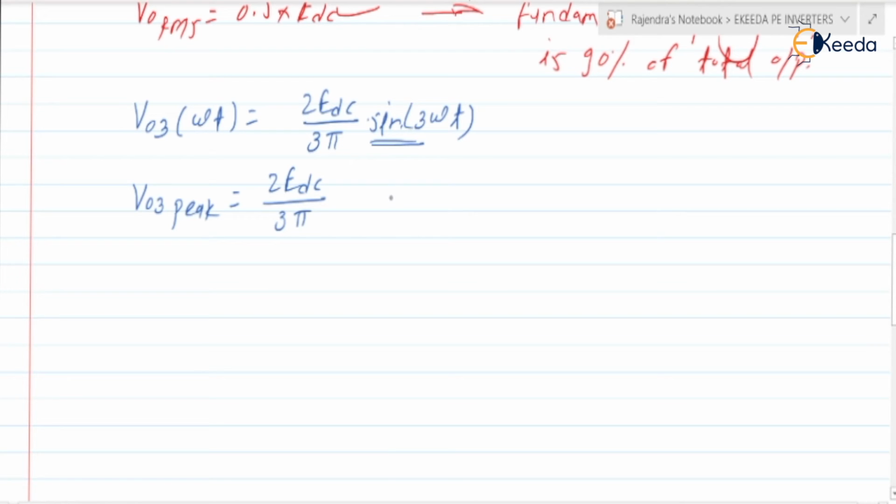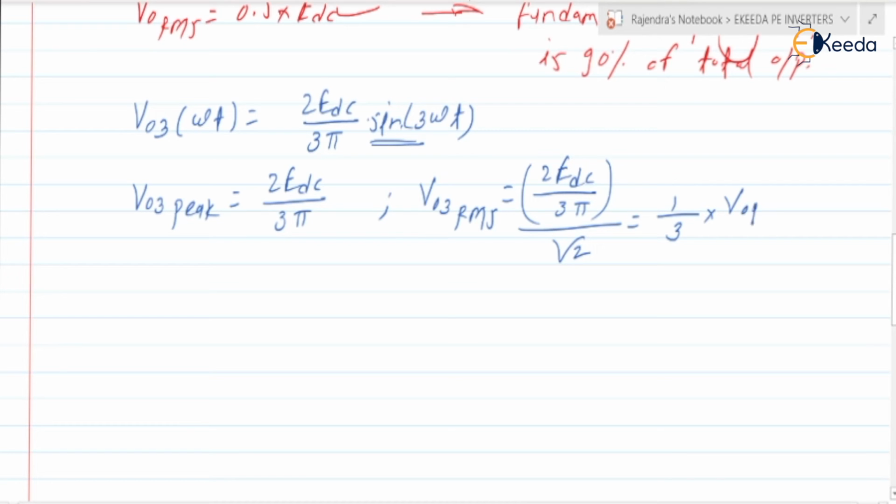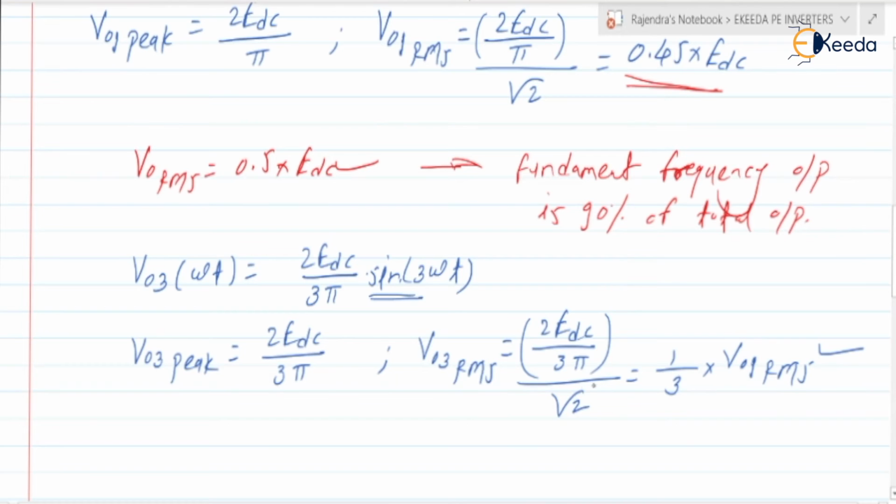So from this can we write V03 RMS? V03 RMS is equal to 2 EDC by 3 pi divided by root 2, right? So it's equal to 1 by 3 into V01 RMS. Are you getting the point? Because V01 RMS is 2 EDC by pi, and here we are having 2 EDC by 3 pi. So that's why it is 1 by 3 into V01 RMS.